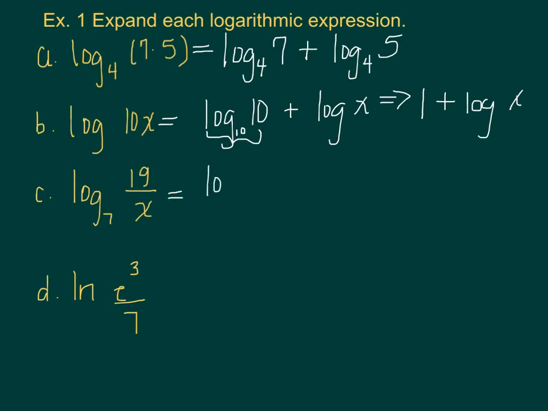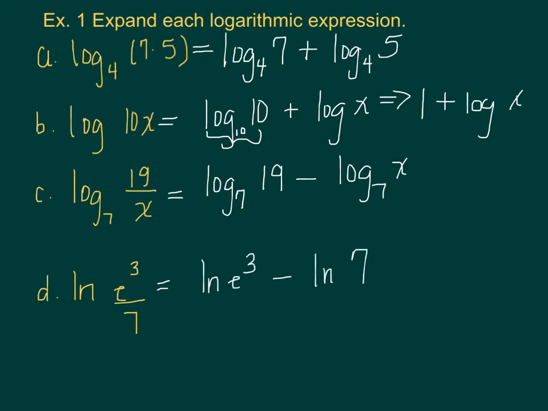C, I'm going to separate the 19 and the x, now using the quotient property with subtraction. And you can't simplify it, so that's as far as you can go. And then the same for D. I'm going to separate them with subtraction. But notice this base is also E. Remember, the base for natural log is E. So when the bases are the same, the answer is the exponent. So this will be the simplified answer.